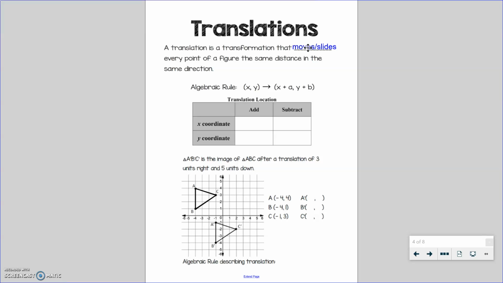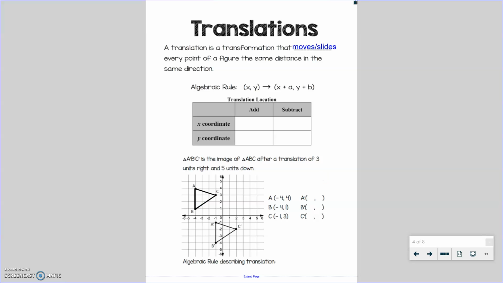So, for example, you have triangle ABC, and then you have triangle A prime, B prime, C prime. So it went from this first location and it slid to its new location. That's a transformation. That's a translation, which is a type of transformation. And we're going to get back to that in just a second.